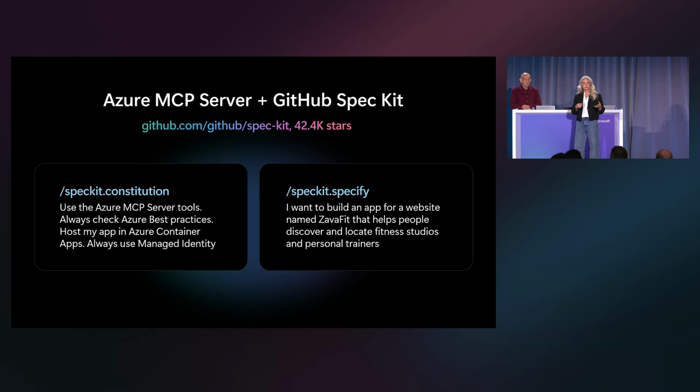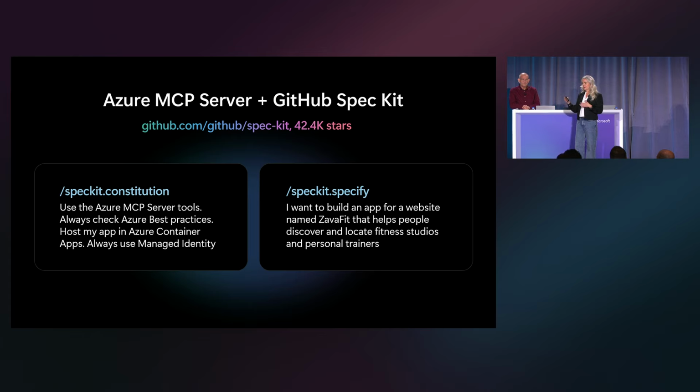One is the constitution command. This is where you can tell Spec, these are the things I want to be always true about my application. These are kind of like your preferences, your personal best practices, the things you want it to follow. So for me, I'm telling it, use the Azure MCP, always check best practices. I'm going to be hosting my app in Azure Container Apps, and I always want to use managed identity. You could expand that to cover whatever kind of compute services you want to use, other things that you want to be true about how your app is built.